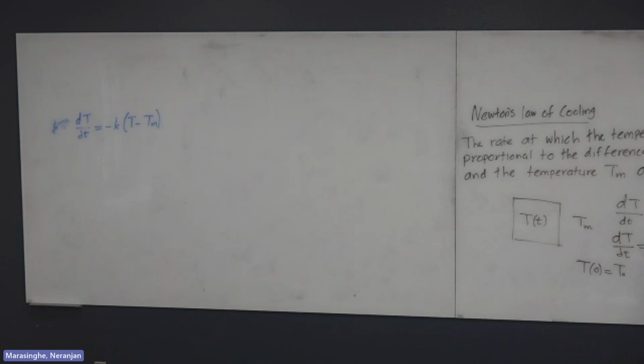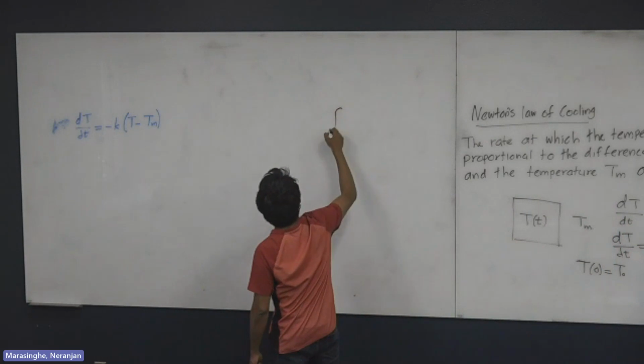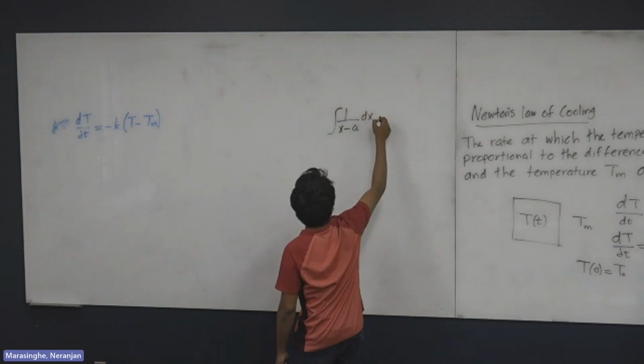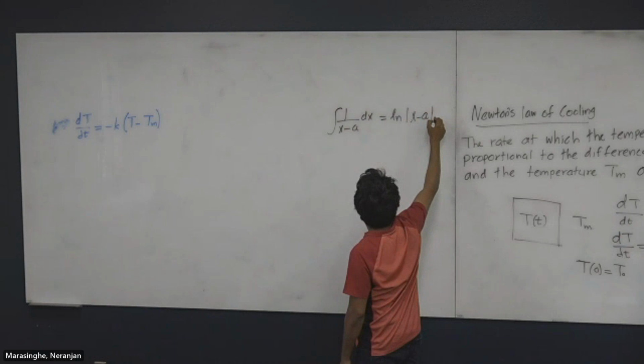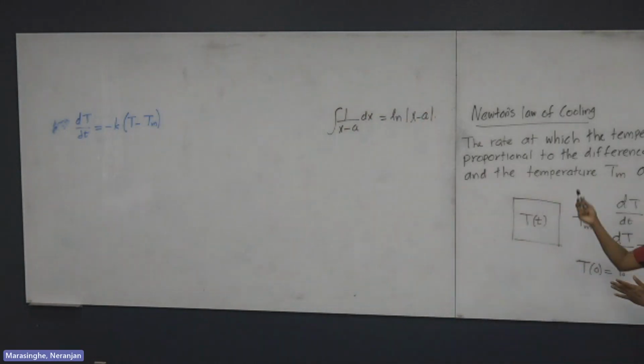First try to separate variables and then integrate. You can use this: the integral of 1 over x minus a is going to be equal to the natural logarithm of x minus a. This is how to use that.